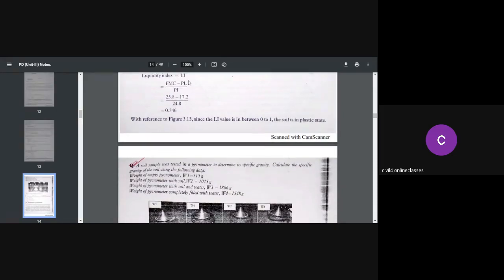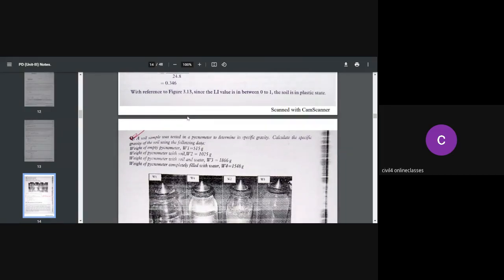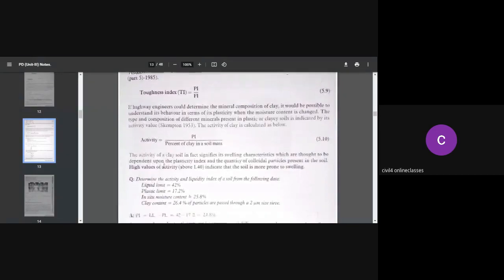Now, the liquidity index you need to calculate. You will be getting around 0.8. Since it is between 0 and 1, the soil is in plastic state. That is about your problem.